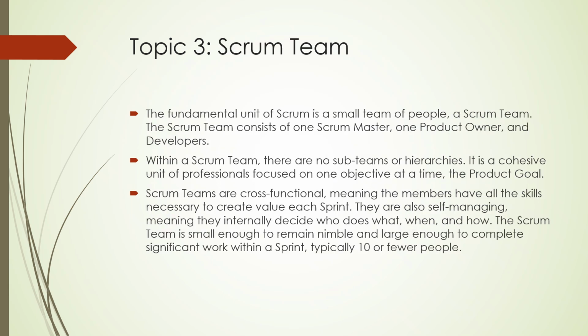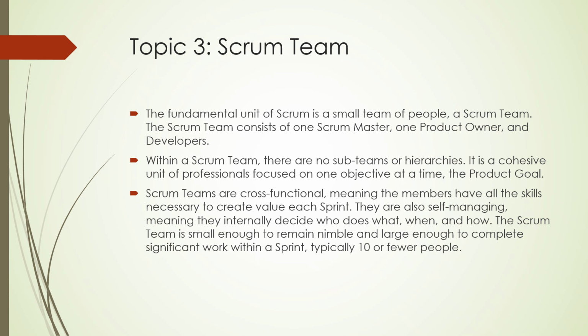Topic 3. Scrum Team. The fundamental unit of Scrum is a small team of people, a Scrum team. The Scrum team consists of one Scrum Master, one Product Owner, and developers. Within a Scrum team, there are no sub-teams or hierarchies. It is a cohesive unit of professionals focused on one objective at a time, the product goal.